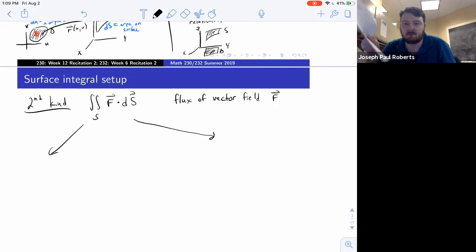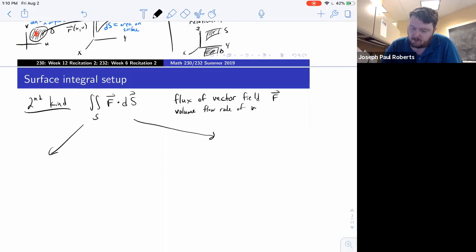And so when we're asking about flux, we have to be saying flux from the blue side into the white side, or vice versa, the flux from the white side to the blue side. You could also think about flux of what that represents. If this F is a fluid velocity field, it's the volume flow rate of fluid across a surface, or I guess I should say through a surface.